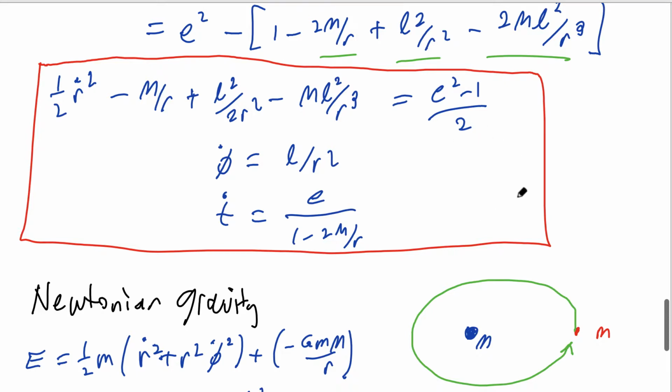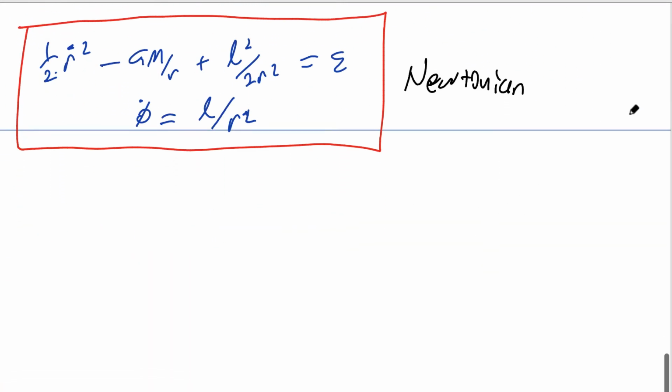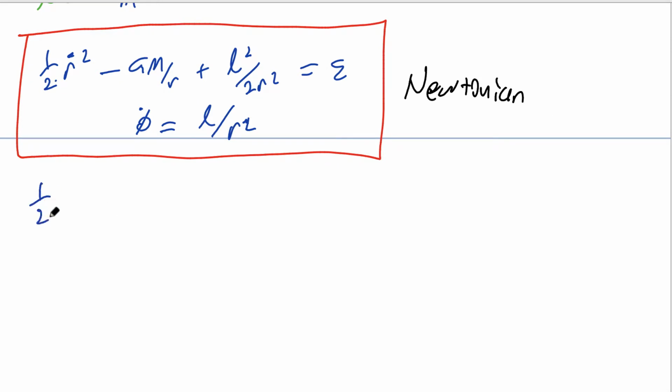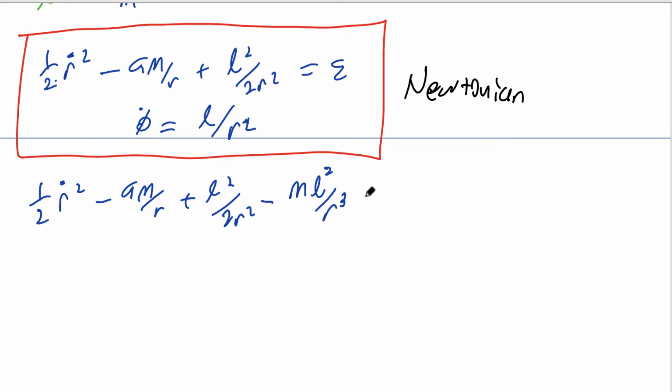In fact, let me go ahead and repeat these equations right below. So we have, in the general relativistic case, 1/2 r dot squared minus GM over r plus L squared over 2r squared minus mL squared over r cubed equals little e squared minus 1 over 2. Now this is just a constant, so let's call that script E. Let me erase this and replace it with script E. So that's just a shorthand for little e squared minus 1 divided by 2.